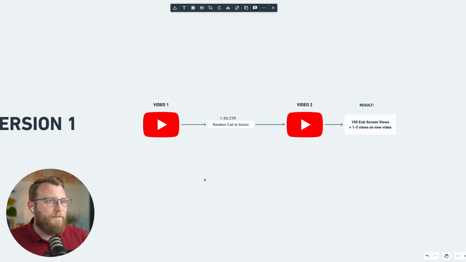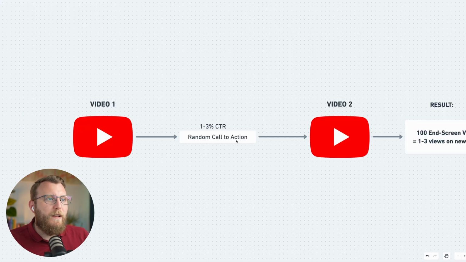Version number 1. Okay, you have video number 1. Let's say at the end of your video, you say something like, "Oh, I hope you liked this video. If it was helpful for you, here you can watch another video of mine." Something like this. Many people don't even say any real call to action at the end of the video. They just put the end screen element and hope that somebody will click. And that will then link to the next video, video number 2.